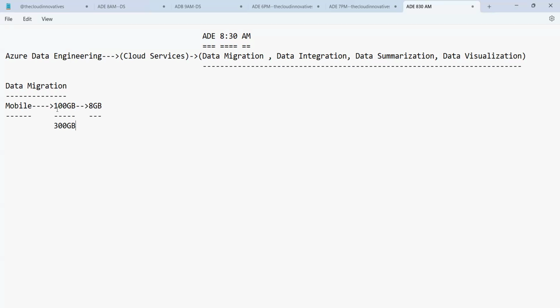So what is the other alternative? You can add an SD card to your mobile phone. Let us say the SD card memory is 100 GB. Now, still, can we reach the 300 GB storage? No, not possible.